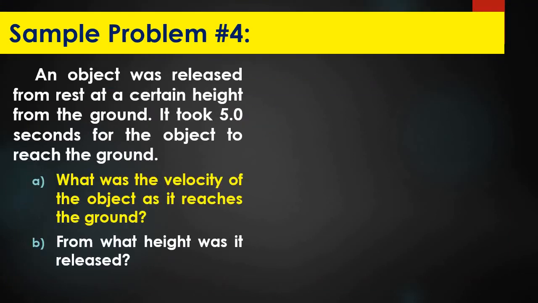Let's have the sample problems. An object was released from rest at a certain height from the ground. It took 5.0 seconds for the object to reach the ground. What was the velocity of the object as it reaches the ground, and from what height was it released? So I'm going to draw a diagram, an elevation or building or a cliff. An object is released here from rest, which means its initial velocity is 0 meters per second. After 5 seconds, it reached the ground.